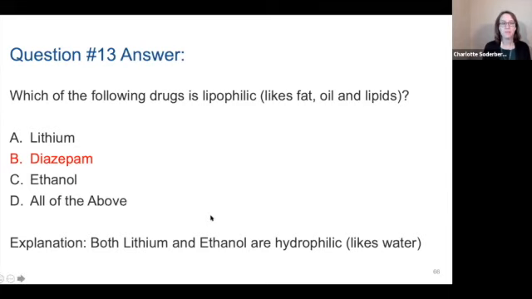Diazepam is lipophilic. So if you think about lithium and ethanol, lithium is that small cation. So both of them are hydrophilic, meaning they like water. Next slide.